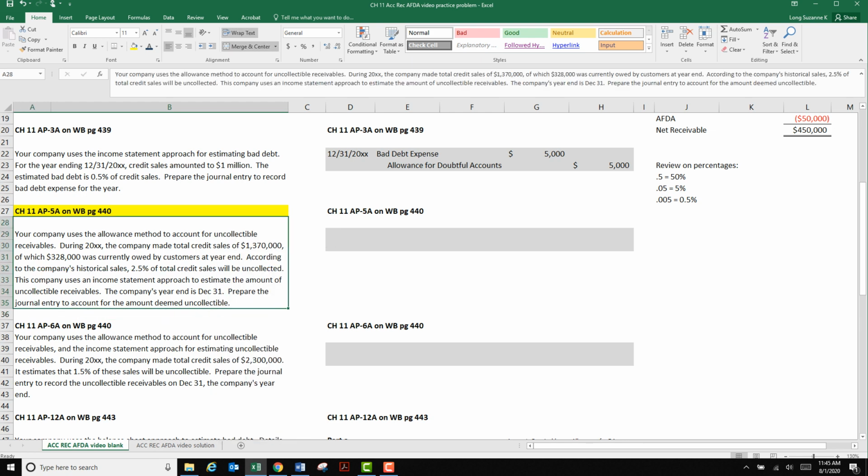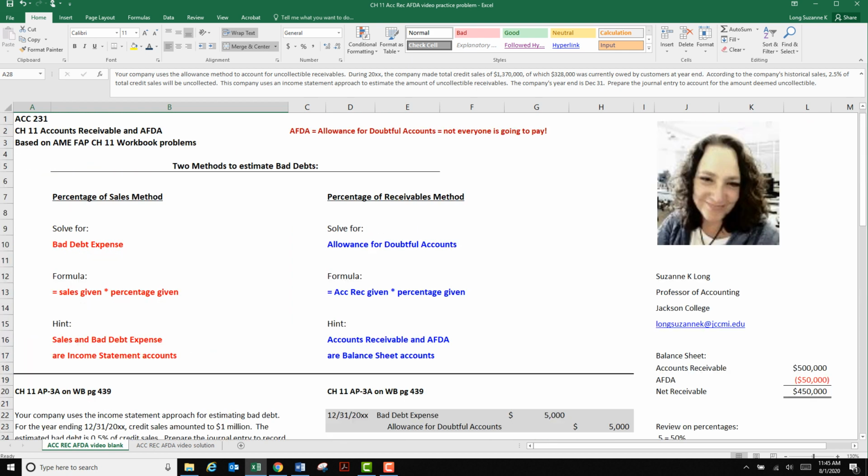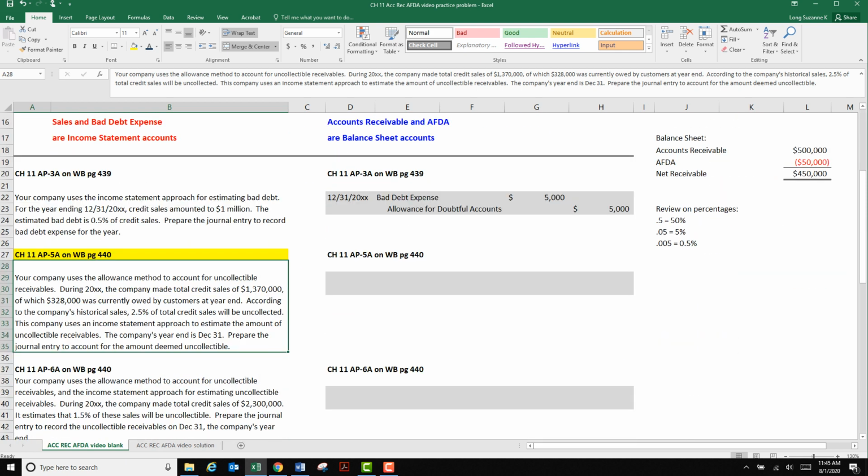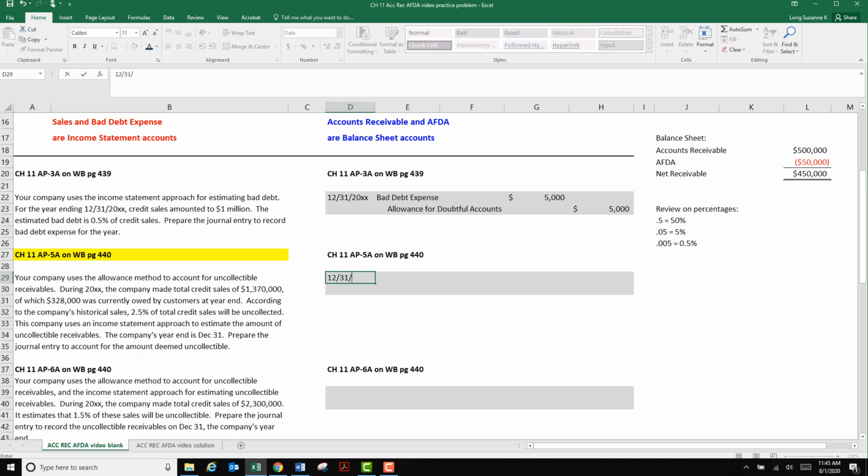Because that's what we're looking at, is how much of our accounts receivable is going to be collected. So that's that number. This number, currently owed by customers, is another way of saying accounts receivable. According to historical standard, 2.5% uncollected. Income statement approach. Income statement, percentage of sales. Prepare the journal entry. Okay, try it. I will pause. Give this one a whirl. What do you think?